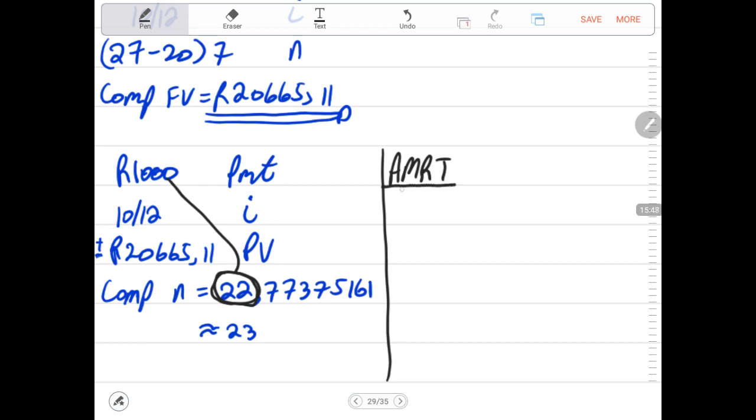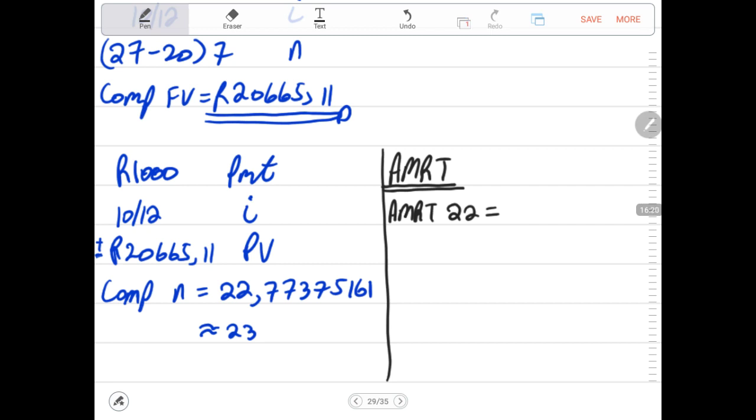Now we need to know how much is the balance after 22 payments or withdrawals are made. I have to look for the balance after 22 have been withdrawn, because this person is withdrawing 1000. So now we need to say AMRT, amount 22. Amount 22, what does it mean? It means we are going to get a balance after the 22nd withdrawal has been made.